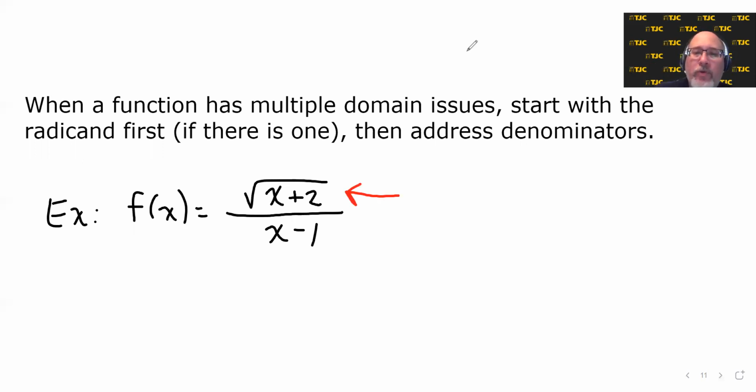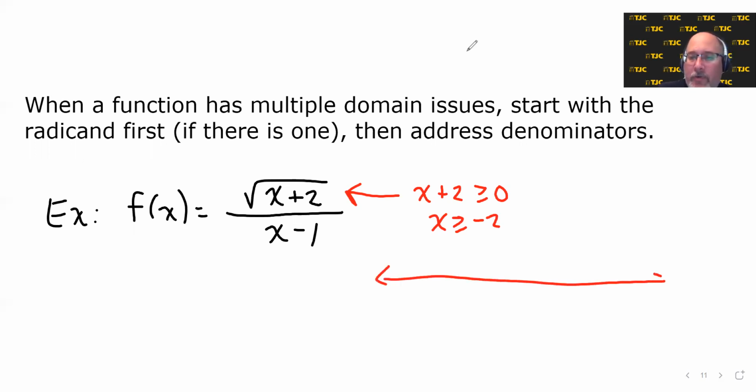Because of the square root, we need the radicand x plus 2 to be greater than or equal to 0. Well, that's pretty easy to solve. We get x is greater than or equal to negative 2. So if we were to draw a number line, we would start at negative 2, include the negative 2, and shade to the right since it says greater than or equal to.